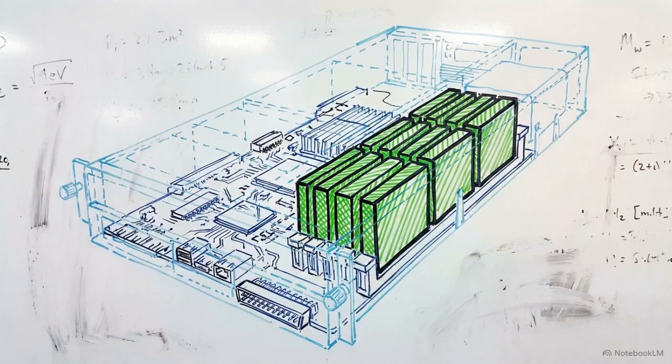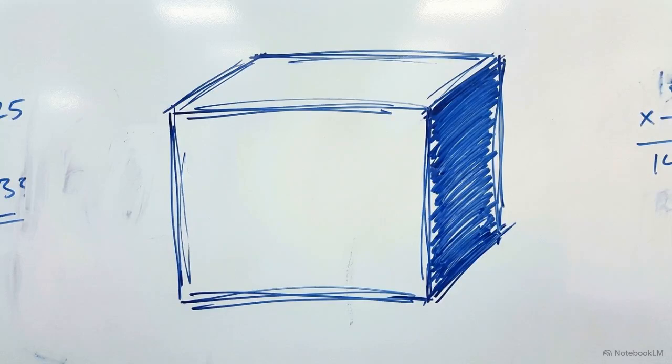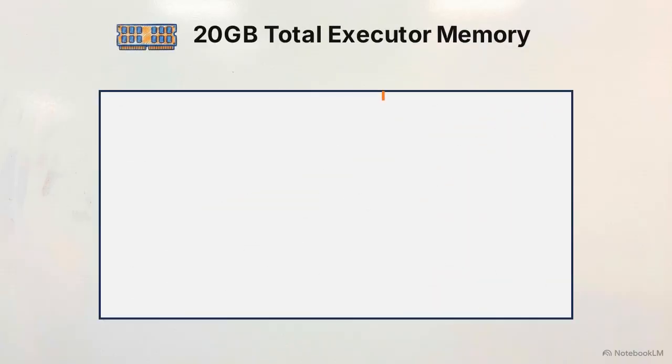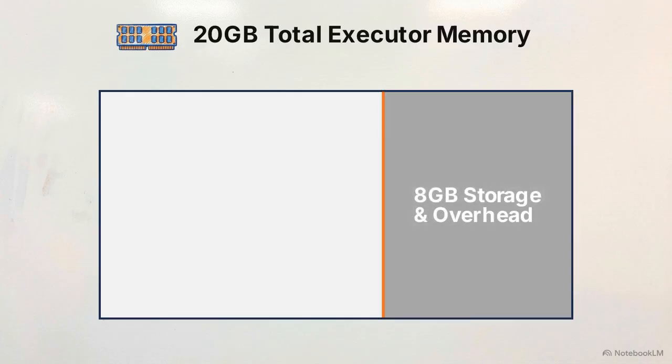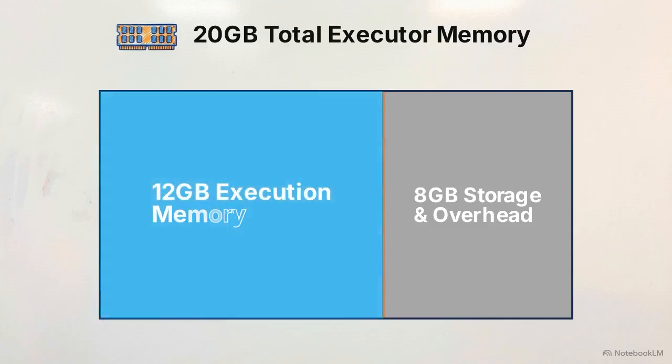If we zoom in from the wide network down into the internal architecture of a single executor node, we hit the next bottleneck, memory. An executor might have 20 gigabytes of total RAM, but that is not a single unified pool of available memory. As we see here, the architecture strictly splits the memory. Roughly 40% is reserved for storage and internal overhead, leaving only about 12 gigabytes as active execution memory for processing.